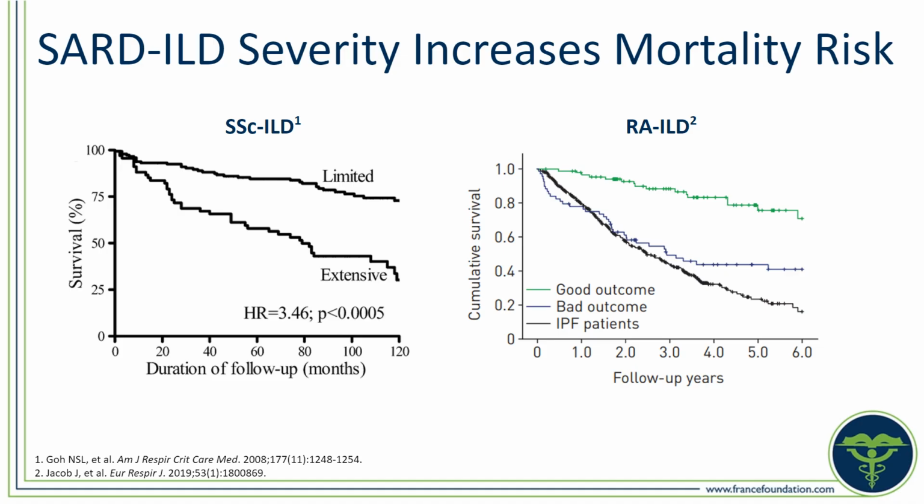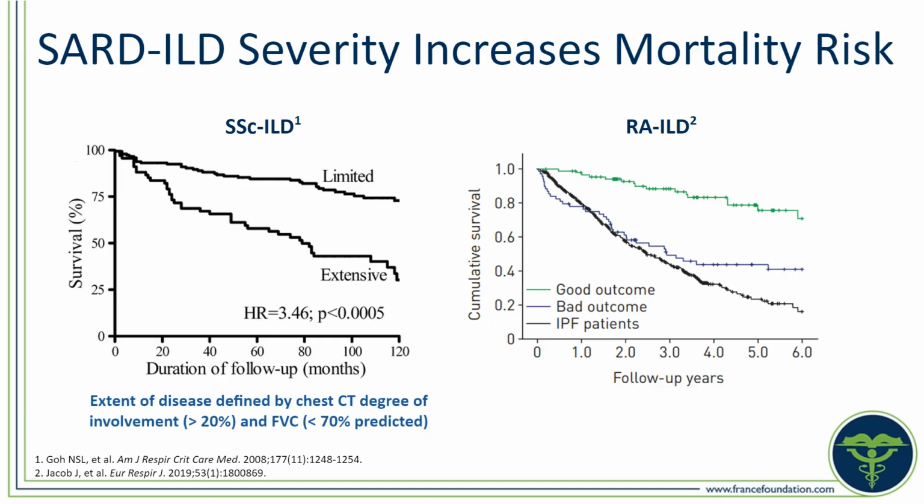So in both of these studies, they defined extensive interstitial lung disease based on having chest CT findings with more than 20% of the lung involved, and also having a forced vital capacity from their pulmonary function testing that's less than 70% predicted. Those patients who had extensive disease, whether it be systemic sclerosis or RA interstitial lung disease, had greater than threefold increased risk of death throughout follow-up.